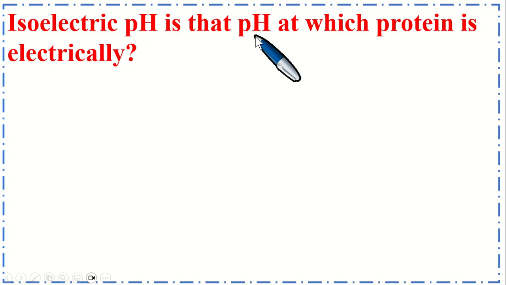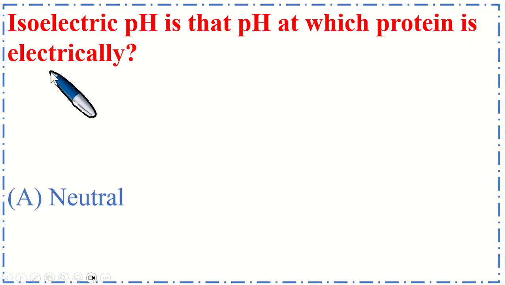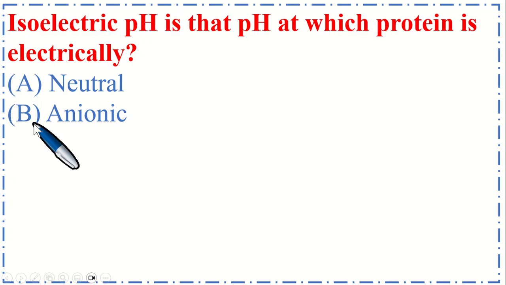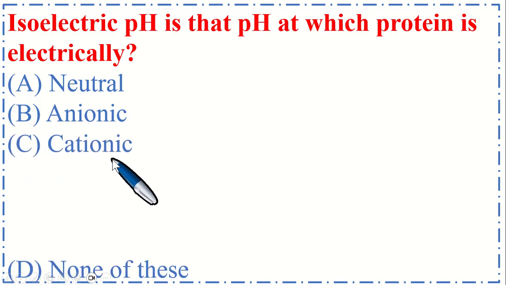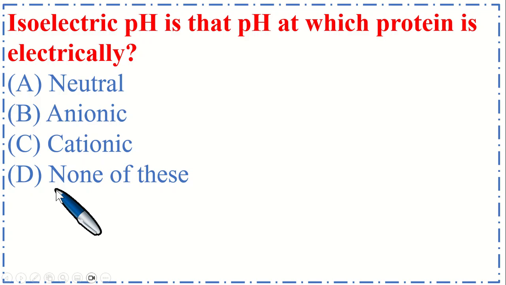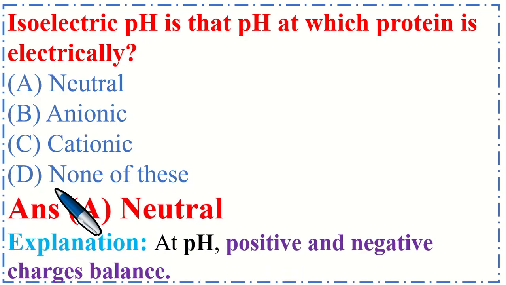Isoelectric pH is the pH at which a protein is electrically: option A, neutral; B, anionic; C, cationic; and option D, none of these. So the correct option is A, neutral. At this pH, positive and negative charges are balanced.